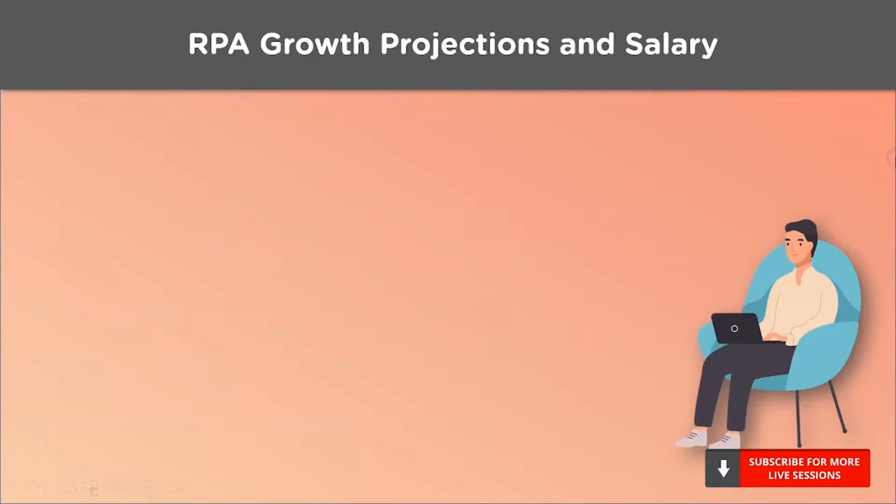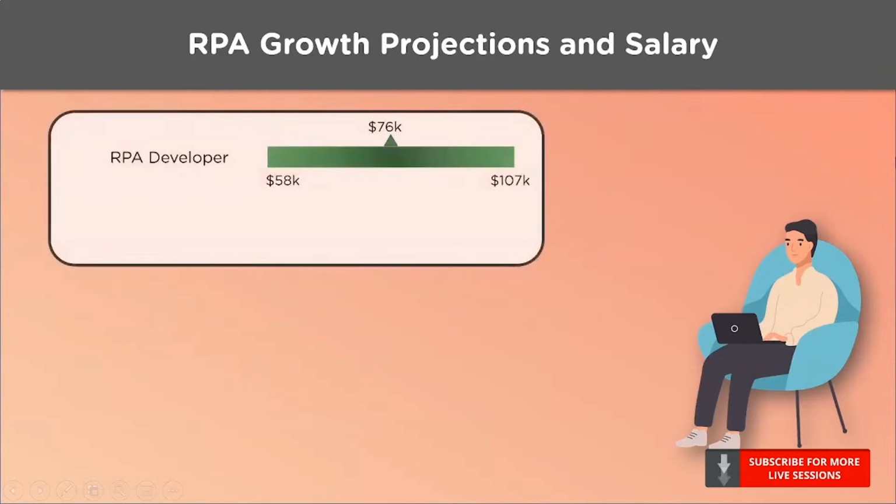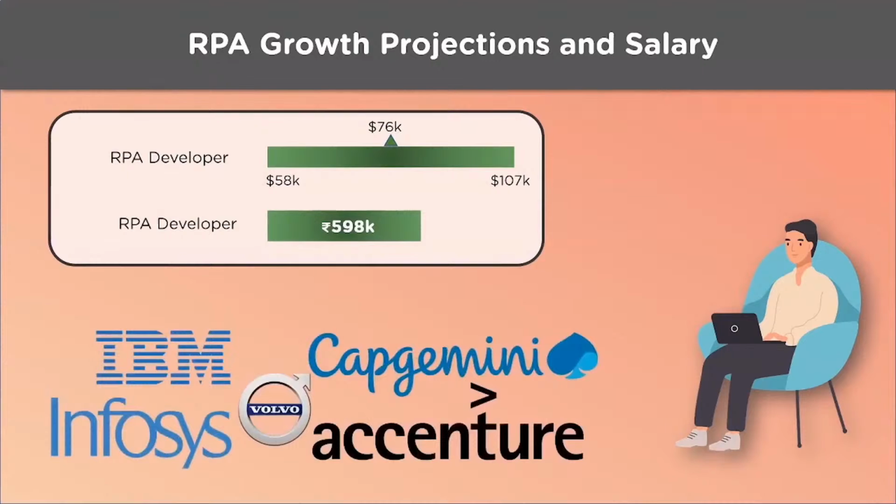So moving on to salaries. In the US, the average salary of an RPA developer is around $76,000 US. The average salary of an RPA developer in India is around 6 lakh rupees per annum. So the companies that are readily hiring for RPA developers are IBM, Capgemini, Infosys, Volvo and Accenture among others.